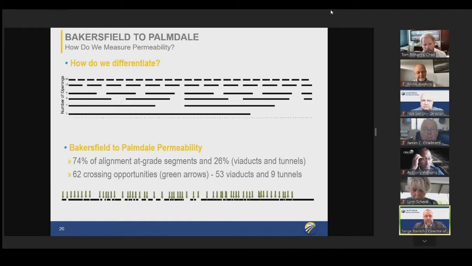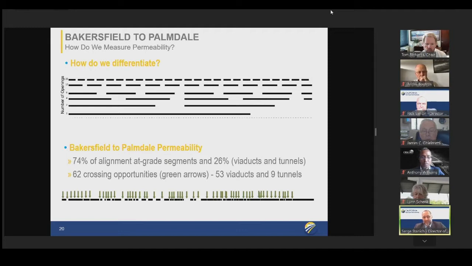So we talk about permeability. There were comments made about 75%, and we calculated 74%, but three-quarters of the alignment is at grade or on embankment, which would create a barrier to movement. And so we have to understand, what does that actually mean? And so we have these two exhibits to identify how to separate 75% of embankment along the corridor.